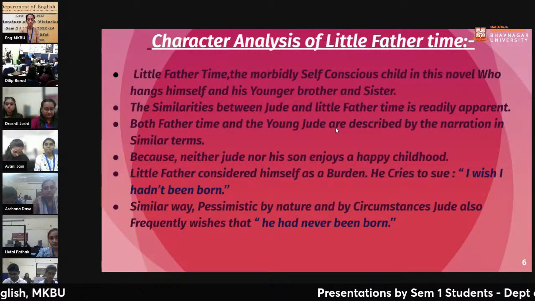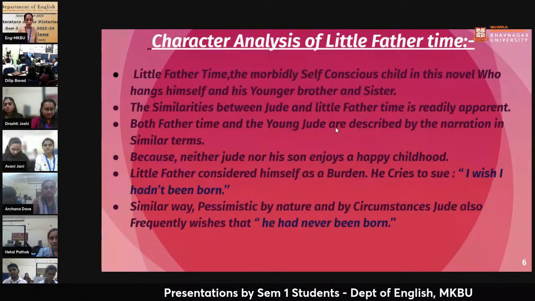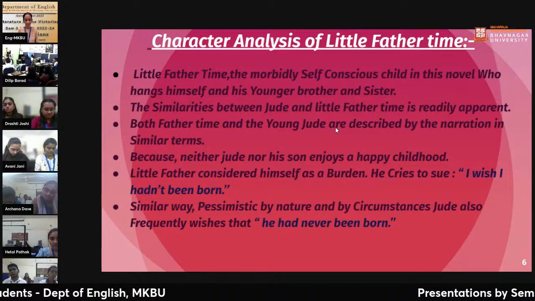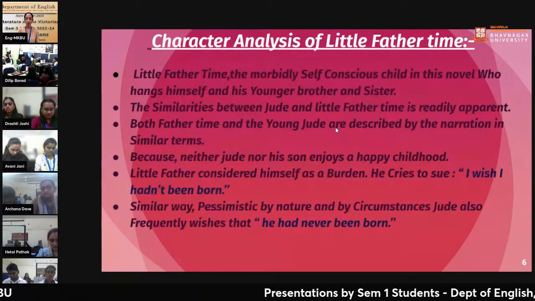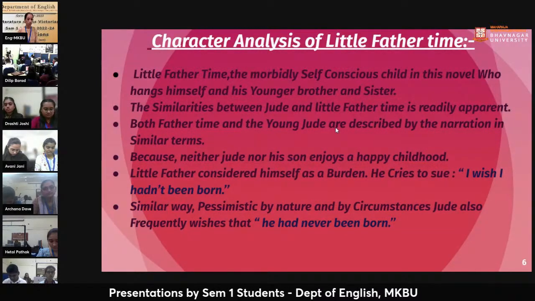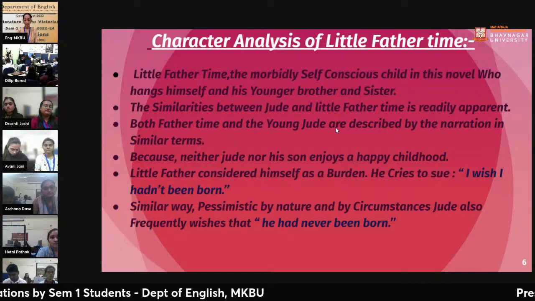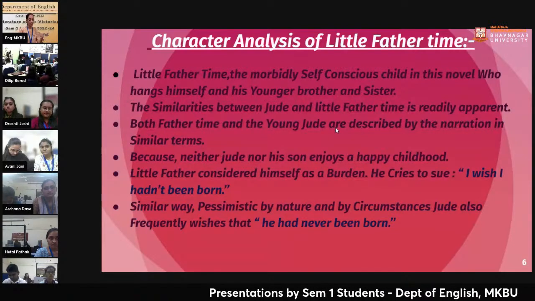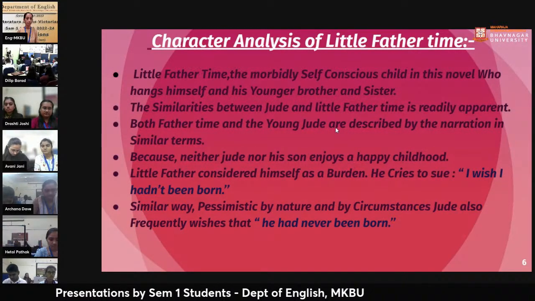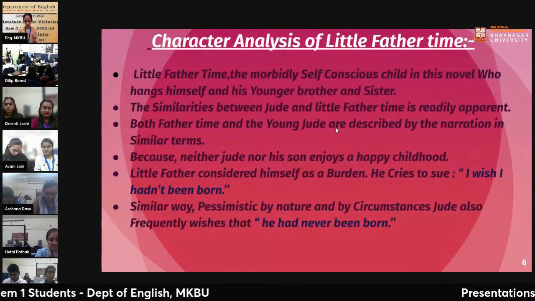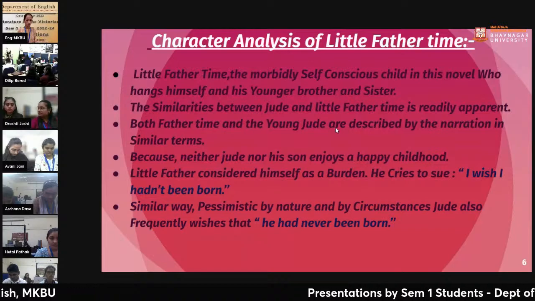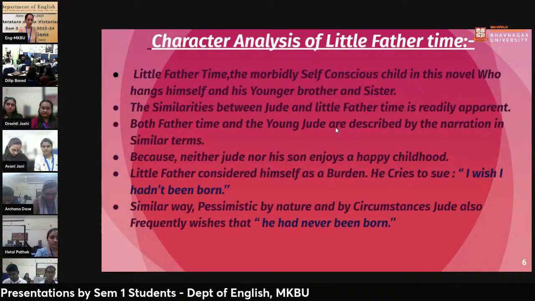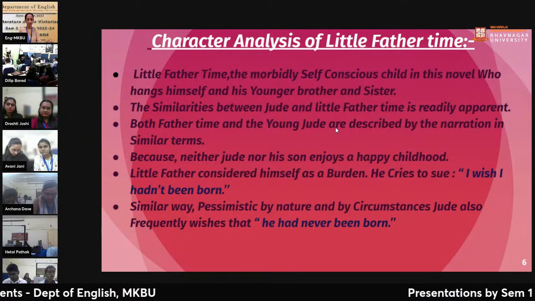Character analysis of Little Father Time. Little Father Time is the morbidly self-conscious child in this novel who hangs himself and his younger brother and sister. The similarities between Jude and Little Father Time are readily apparent. Both Father Time and the young Jude are described by the narration in similar terms, because neither Jude nor his son enjoys a happy childhood. Little Father considered himself a burden. He cries to Sue Bridehead that I wish I hadn't been born. In a similar way, pessimistic by nature and by circumstances, Jude also felt the same, and he frequently wishes that he had never been born.